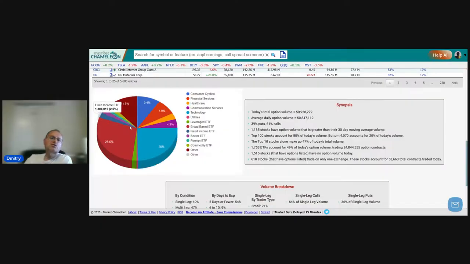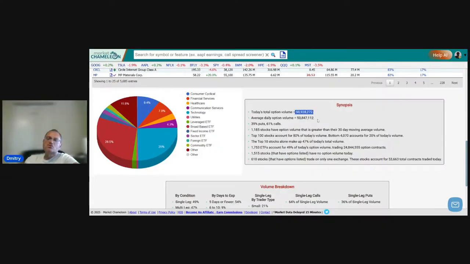Then we have 11% were undefined here. We got 9% consumer cyclicals, 7.9% financials. So the undefined could be something like leveraged types of products or special ETFs, stuff like that. So we could see that a lot of that volume is concentrated, right? A lot of option volume does flow to either broad-based ETFs or the technology sector.